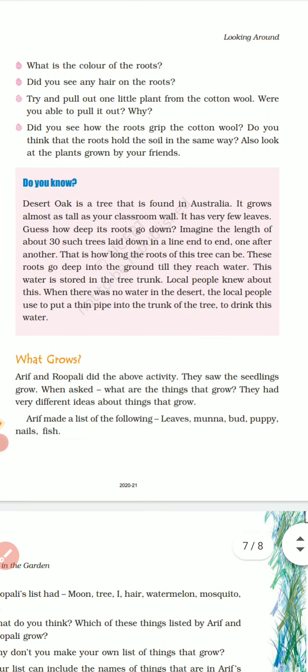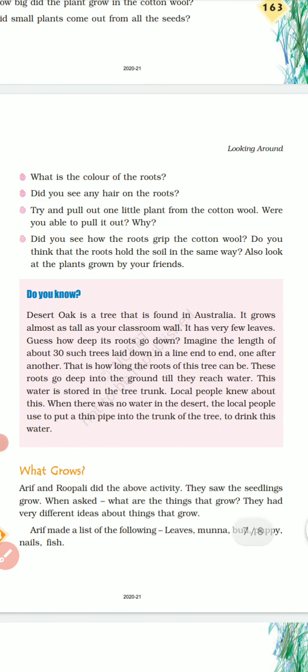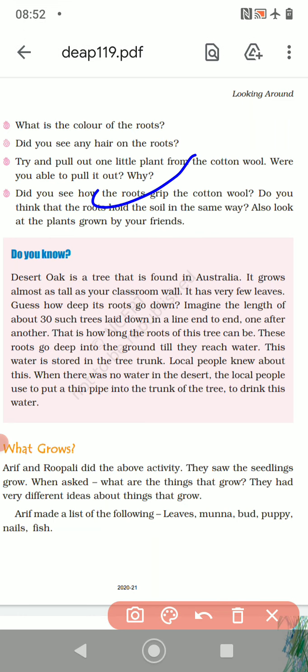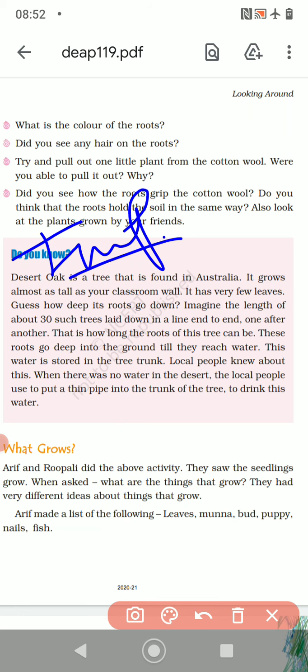Very little is left, no? So desert oak, do you know? We'll talk about desert oak. Desert oak is a tree that is found in Australia. Children, this is a very, very important paragraph. Okay. So you have to write very, very important, because the whole paragraph is going to be asked in the exam. This has always been asked. Alright. So let's continue.